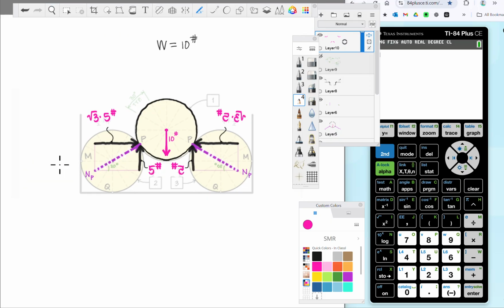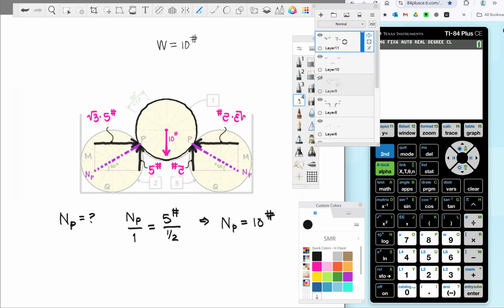And so if someone asked us for what is N sub P, and I can't remember if that's in the problem statement or not, then what we could do is use those ratios and say that N sub P is to the unit hypotenuse of a 30-60 triangle as the short leg, 5 pounds, is to 1/2, and deduce that N sub P is 10 pounds, which is twice the magnitude of the short leg. Okay, so we know that N sub P is equal to 10 pounds.